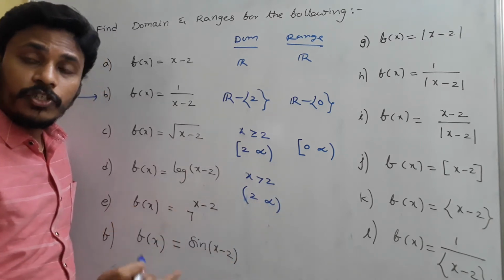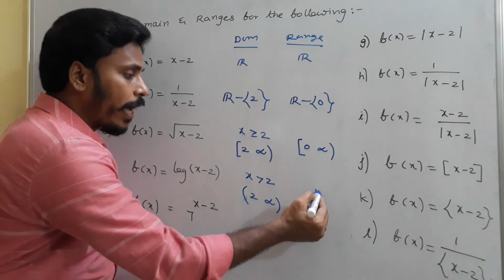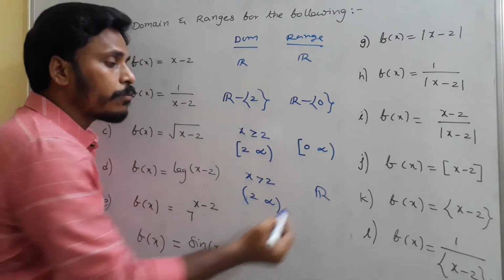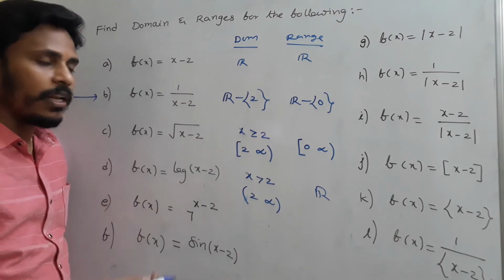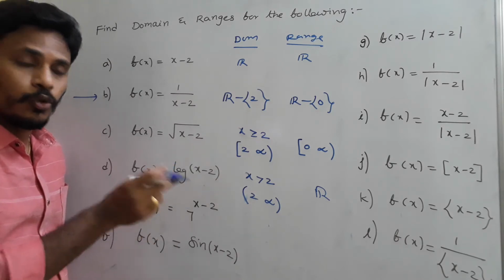Whereas coming to the range, it may be any real value. You just think about it. Logarithm values may generate negative numbers, positive numbers and anything. The range may be any real value, but the domain is just 2 to infinity.